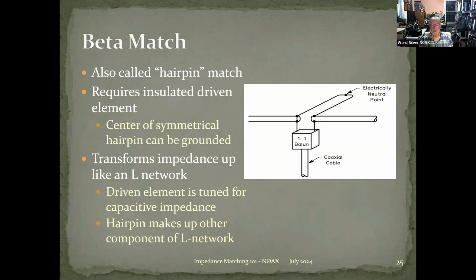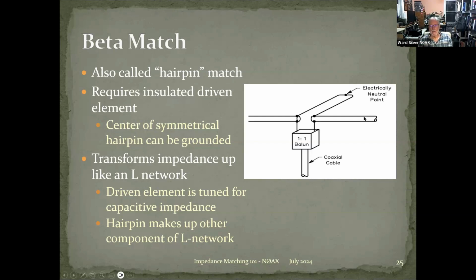Beta match is also called a hairpin match because on a lot of the beams, the inductor here in the middle was just a piece of heavy wire that went up and made a little loop and kind of looked like a hairpin. But the driven element has to be insulated. This is no longer something that you can connect to the metal boom. But the center of the symmetrical hairpin can be grounded because that's an electrically neutral point, and a lot of antennas do that. They have a terminal or a hole right at the end of the hairpin, and then you can attach it to the beam without upsetting things electrically. And that keeps the hairpin from flapping around in the wind and eventually breaking.